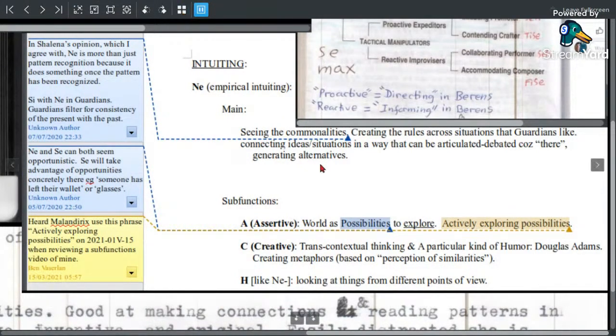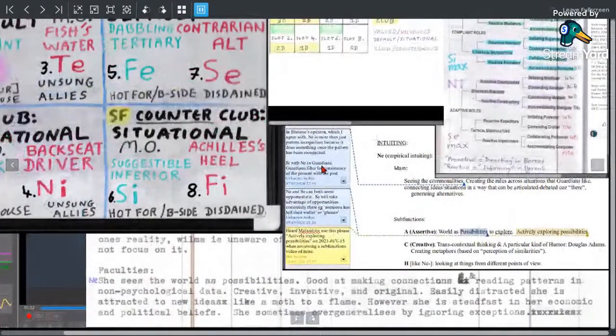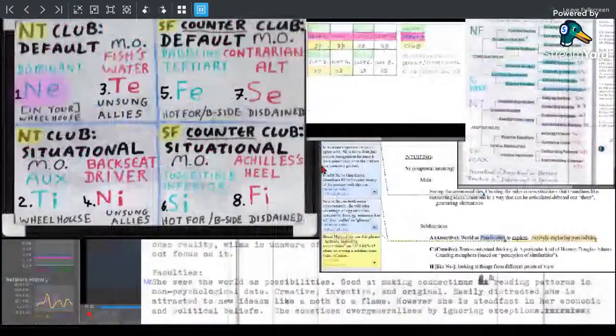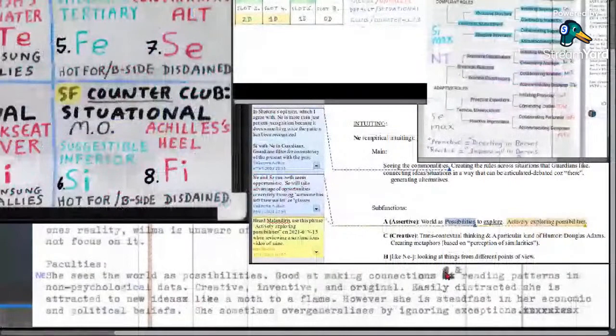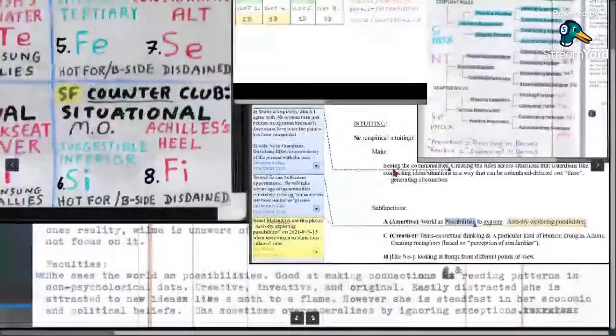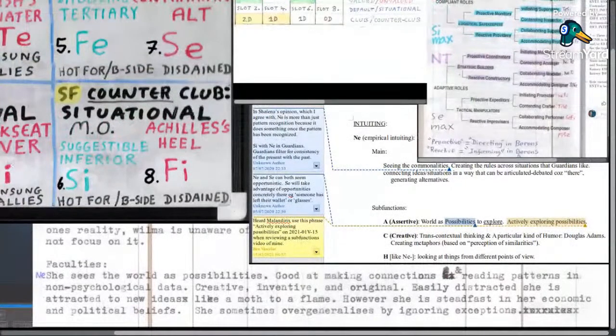Right, so let's see what we've got for Wilma here. And I'll see what's relevant to ENTP and what is specific to Wilma. Seeing the world as possibilities, that's all ENTP is. Good at making connections, reading patterns in non-psychological data, creative, inventive, and original. Easily distracted, she is attracted to new ideas like a moth to a flame. The final two are specific to Wilma and probably Peter Schiff. Steadfast in economic and political beliefs. She sometimes overgeneralizes by ignoring exceptions.